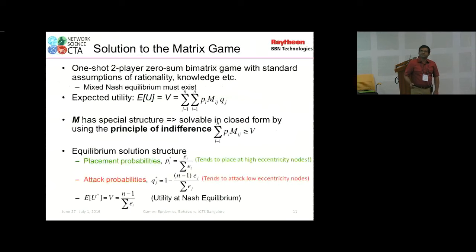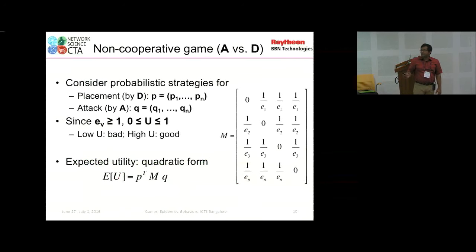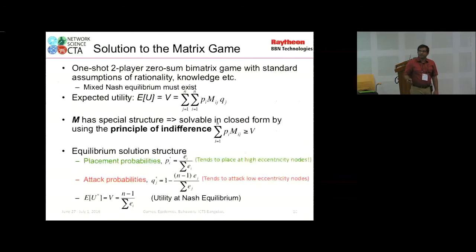You can compute the equilibrium probabilities exactly in this particular case. Because all the row entries are equal, you can use the principle of indifference. I will not go into too much detail, but it's common to work backwards and solve, and the placement probabilities are given by e_i over the sum of e_i, and the attack probabilities are slightly different.